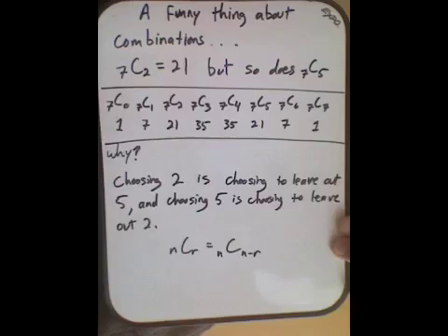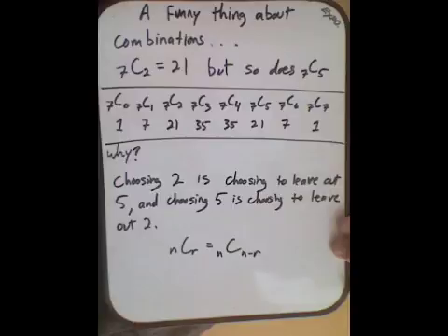There's a funny thing about combinations. Check it out. 7C2 is 21, but 7C5 is also 21. In fact, here's the sequence of 7 choose everything. 7 choose 0, well, there's one way to choose nothing. There's 7 ways to choose 1, 21, 35, 35, 21, and so on. You can see that it's symmetric. And it makes sense at the other end too. There's only one way to choose all 7.